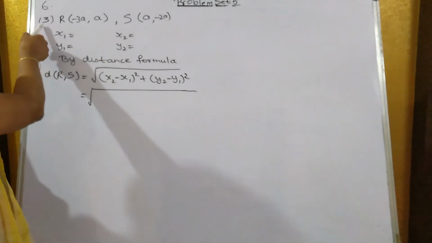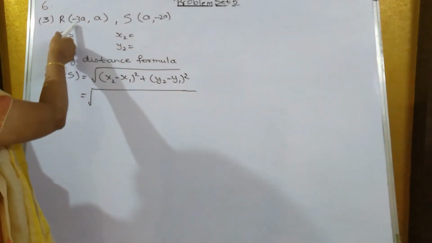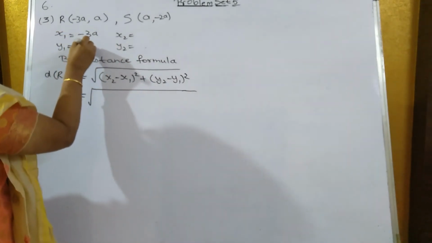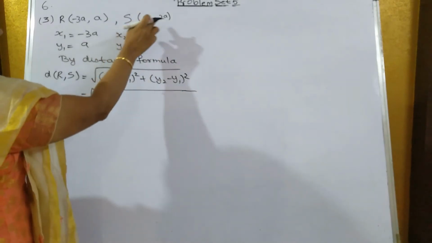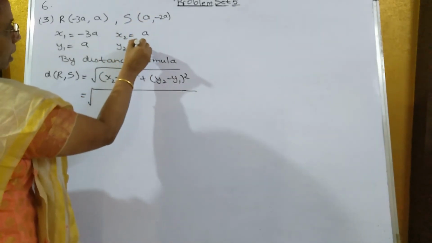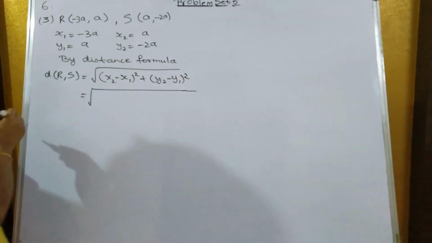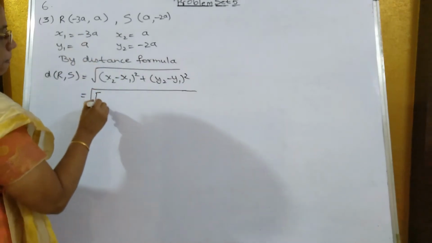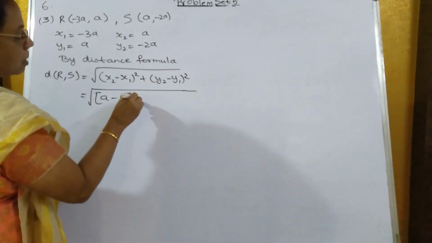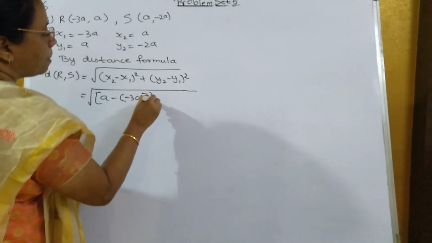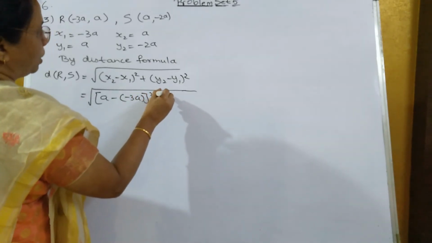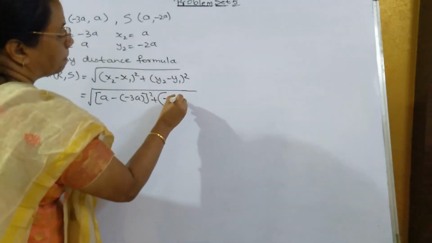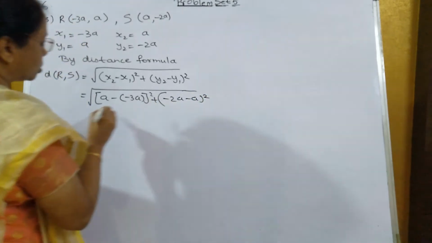Now sum number 3, R, coordinates of R is -3a and a, so x1, y1 is -3a, a. S, coordinates of S is a and -2a, so x2, y2 is a, -2a. So by distance formula, x2 minus x1, that is a minus -3a the whole square, plus y2 minus y1, that is -2a minus a the whole square.